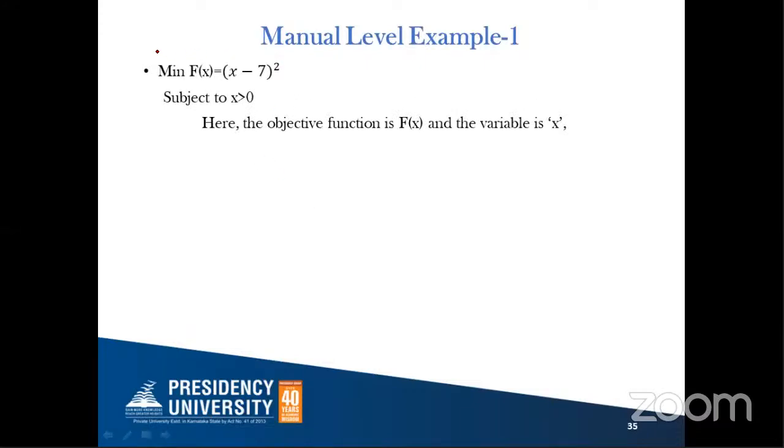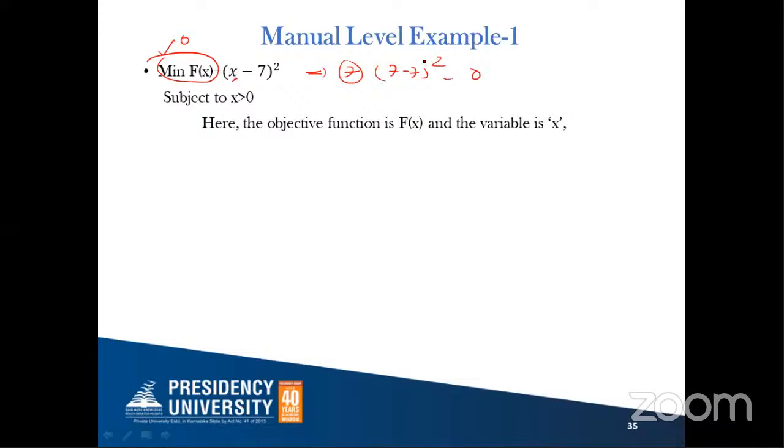Let us say this function is there: f(x) = (x - 7)^2. We have to minimize it. I think you know the answer. It is a simple one, there is no need of a calculator here. What is the value of x to minimize this function? Minimizing means f(x) should be 0. So if you want to make this 0, what is the value of x? x should be 7. I think everybody knows that. So (7 - 7)^2 is equal to 0.